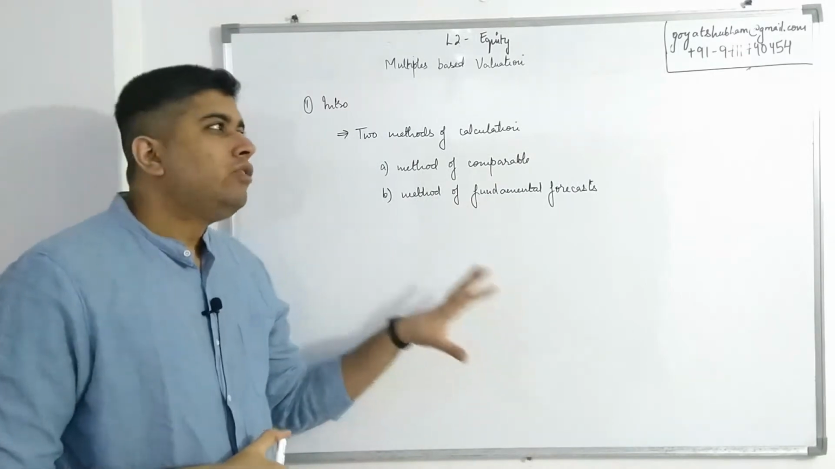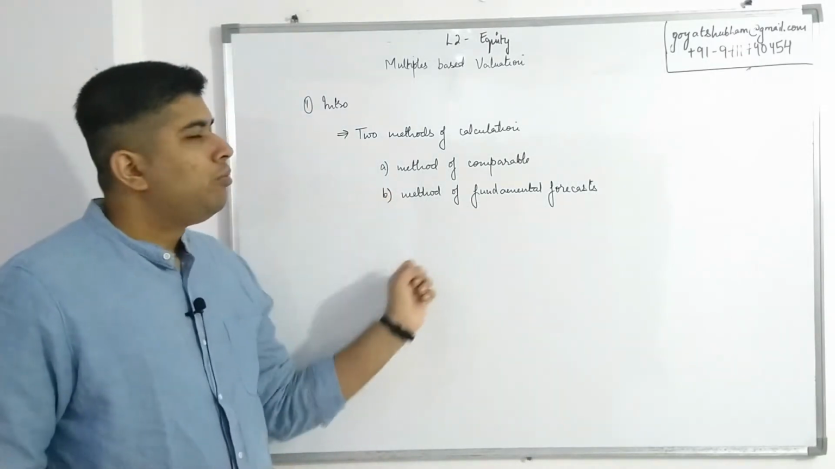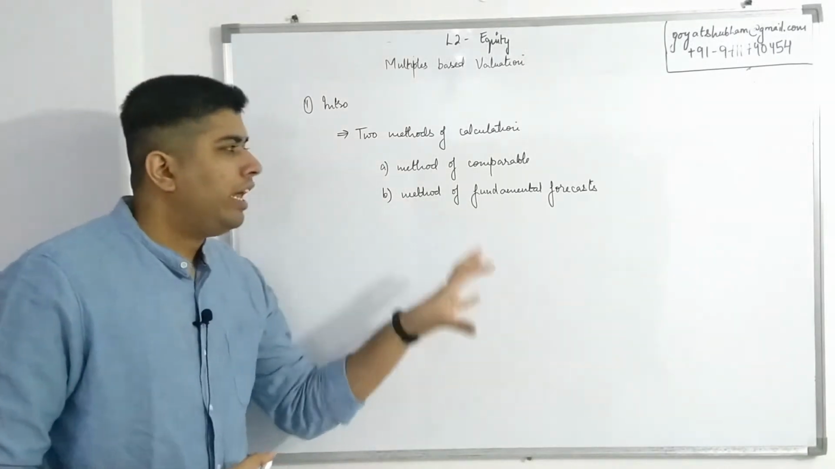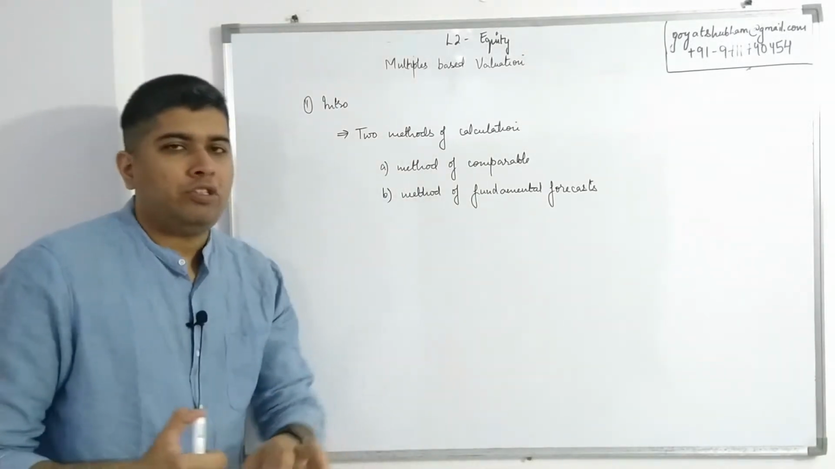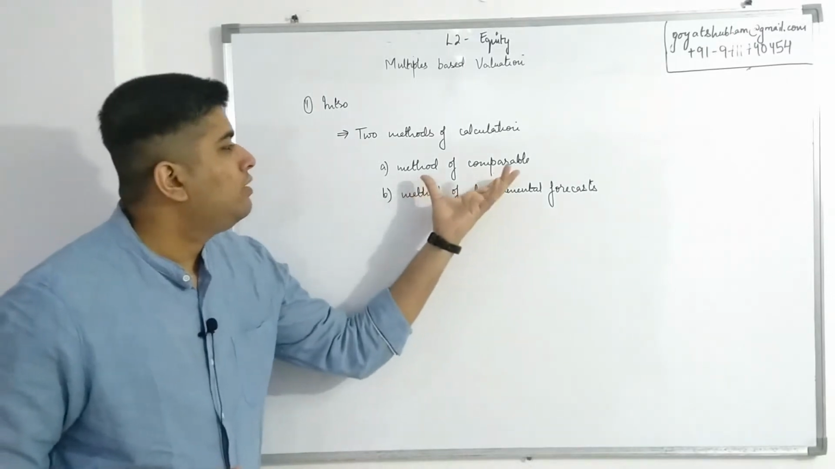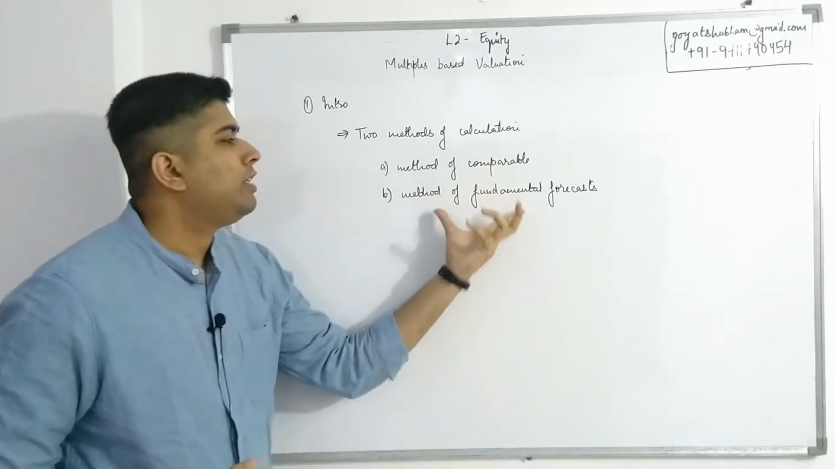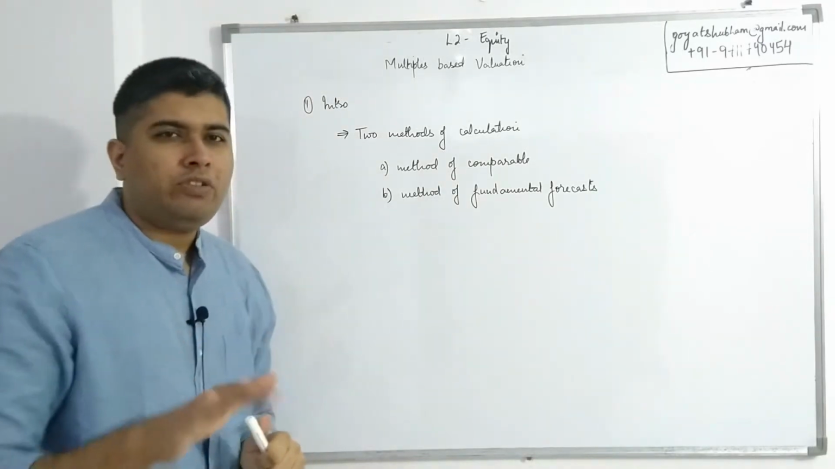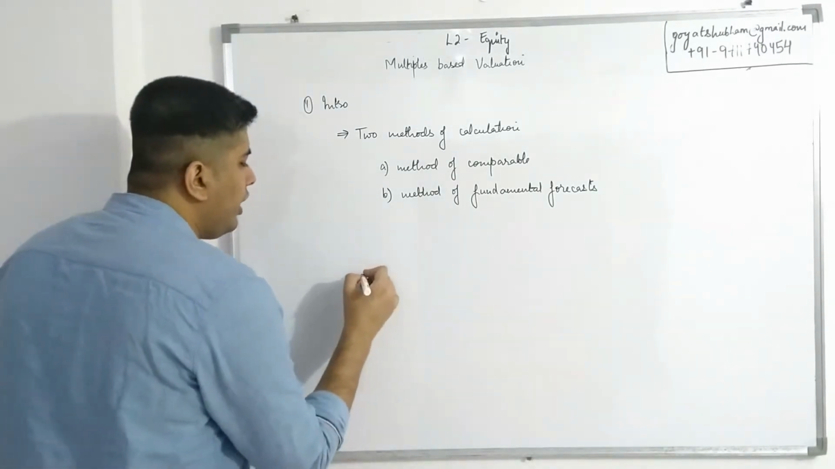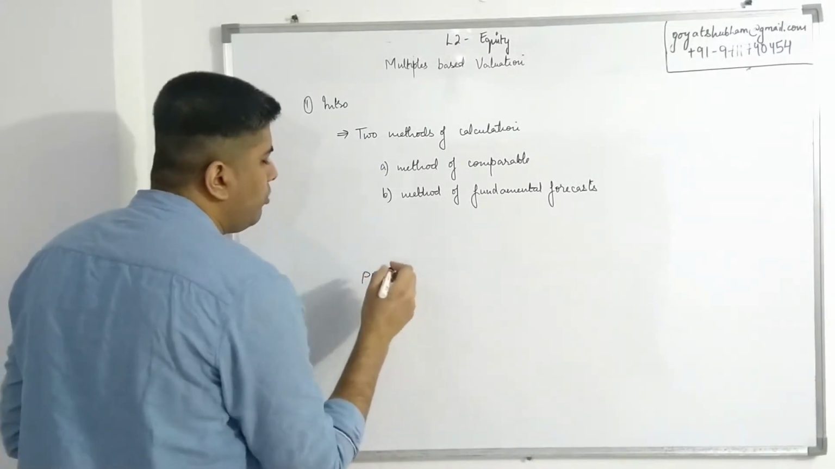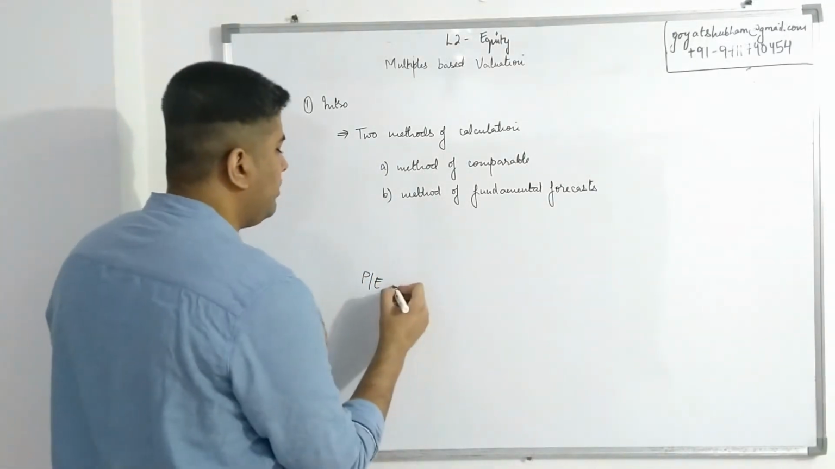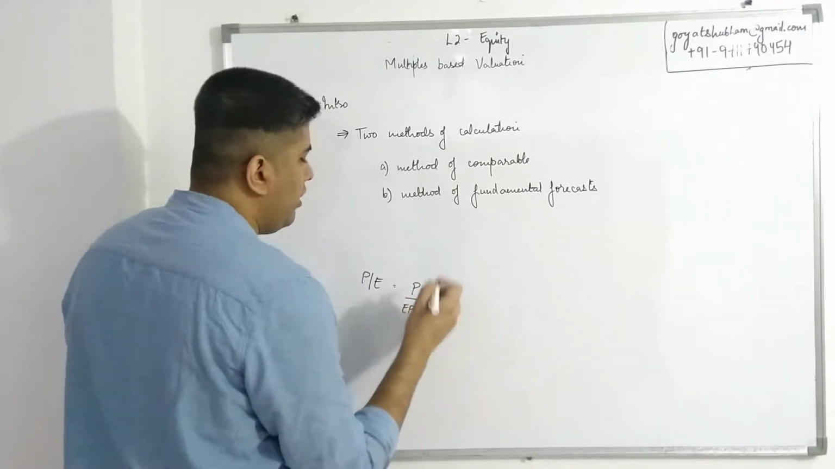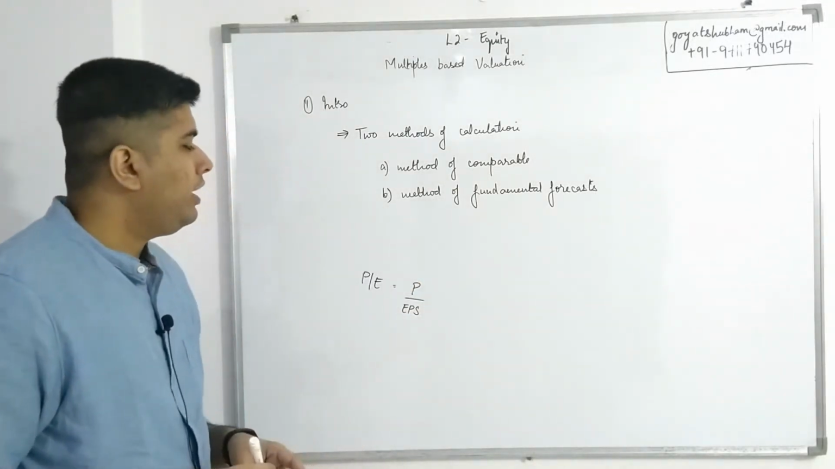Now, before we actually look at the ratios and the formulas that we have in this particular reading, it is very important to understand that for calculation purposes, we can have two possible alternatives. One is known as method of comparables, the other is known as method of fundamental forecast. Now, there is a very key difference, and just for the sake of reference, I am going to take PE ratio because this is something that from level 1 you will have a reference of. This is simply price divided by EPS. So price per share divided by EPS.